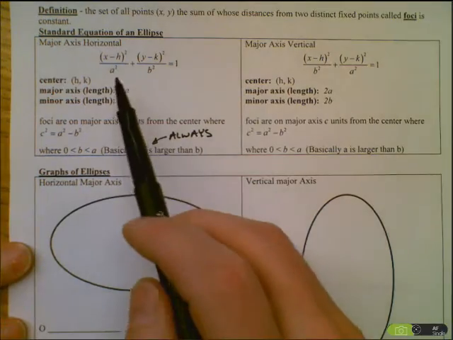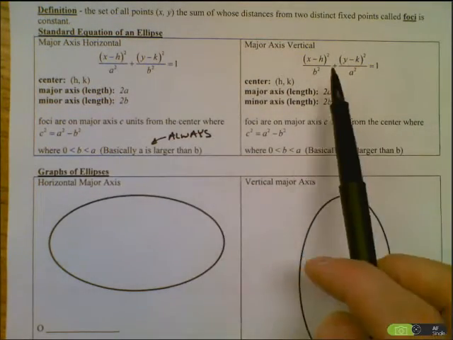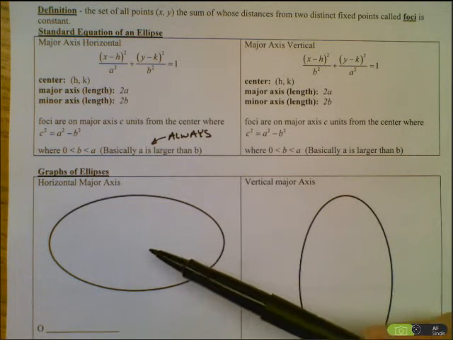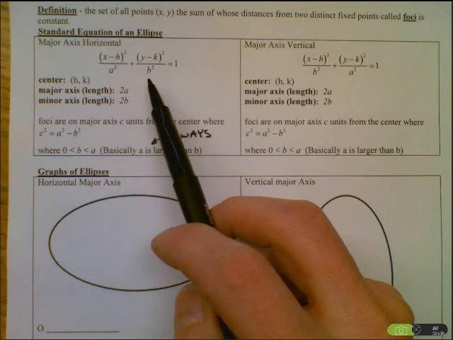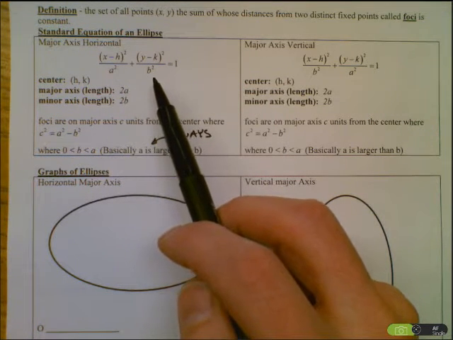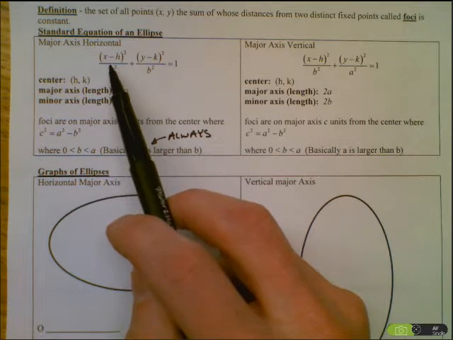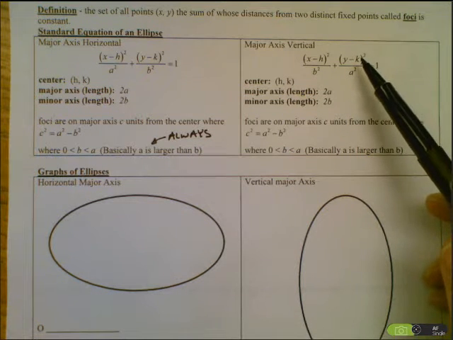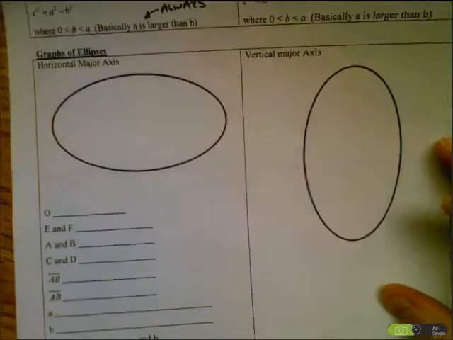So if you're thinking ahead and you're going to try and figure out just by looking at the standard forms which way it's going to go. Is it going to go horizontal? Is it going to go vertical? You look and see which one of these values in the denominator is larger. So since a is always larger, if the larger number is under the x term, it's going to be horizontal. If the larger term is under the y's, it's going to be vertical. Alright, and we'll talk more about that in a little bit.